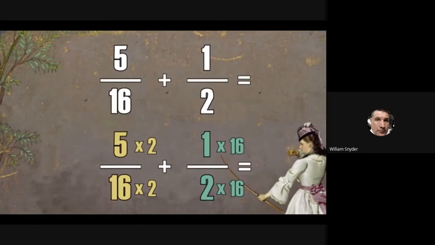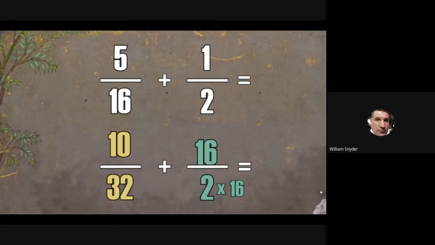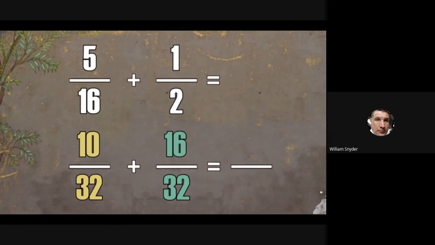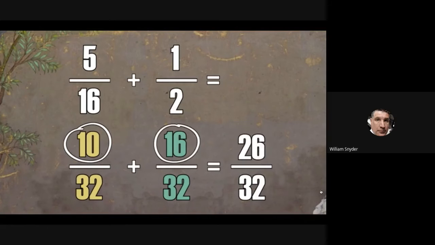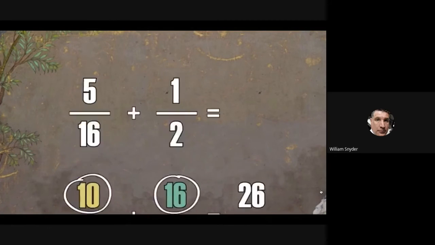Yeah, we do that to both of these guys. Multiply by the bottom of the buddy, alright? Our denominators are now the same. And when we add fractions, they don't change. Add numerators like 10 plus 16, but keep the denominator the same thing.